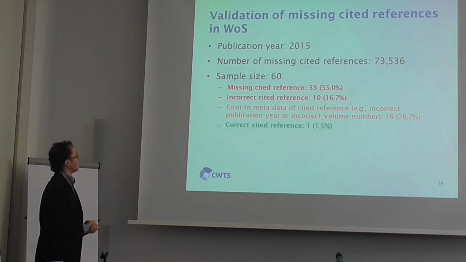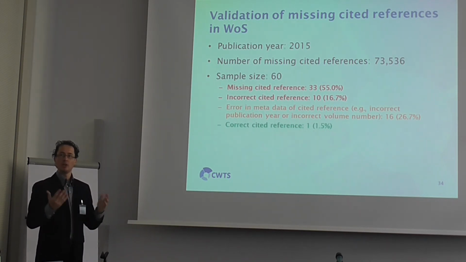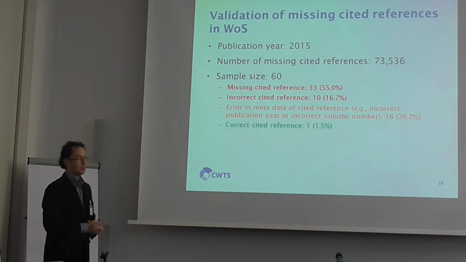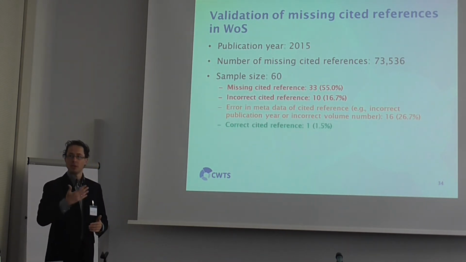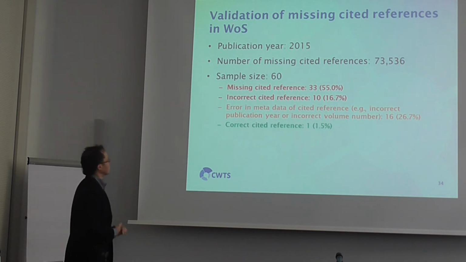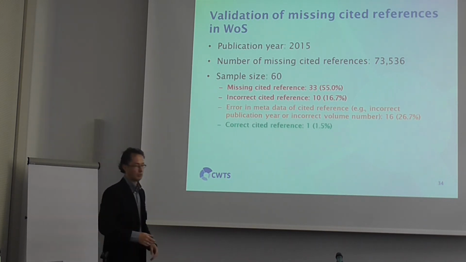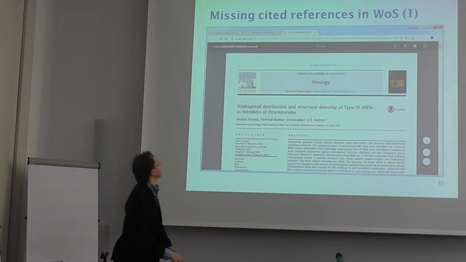For 10 cases we found that they are completely incorrect, so the data that is available in Web of Science is completely wrong. I will show some examples. And for 16 cases we have seen errors in the metadata in Web of Science, so wrong publication year, wrong volume number, and so on. And in fact there was only one example that turned out to be correct. So let me show you some examples.